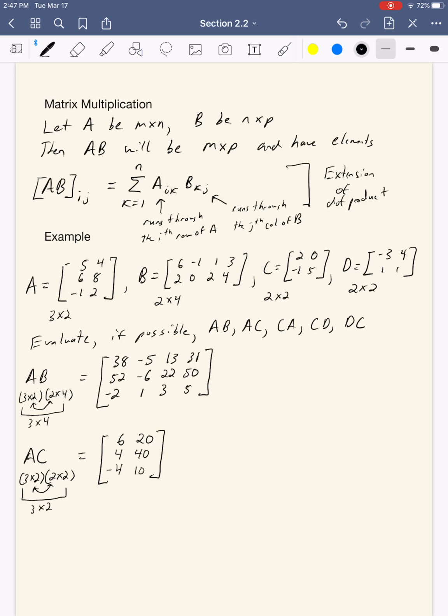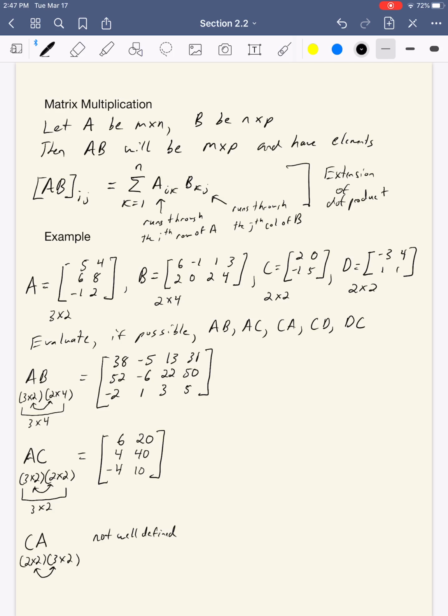Okay, now for the first sort of moment that's not going to be just purely computational here. What happens if we change the order of the multiplication? So what happens if we consider ourselves talking about CA? Well, is CA well defined? Well, C was 2 by 2 and A is 3 by 2. You'll notice that this time, these values here don't match. In other words, right, this is not well defined. So we actually can't perform this multiplication.